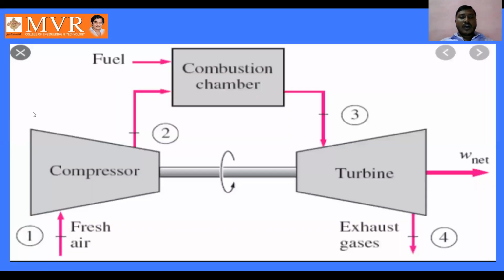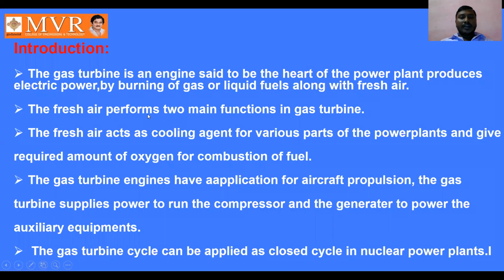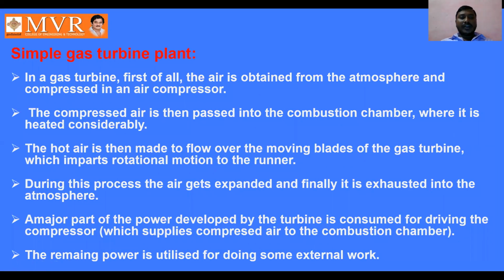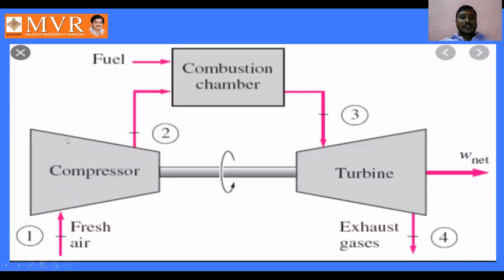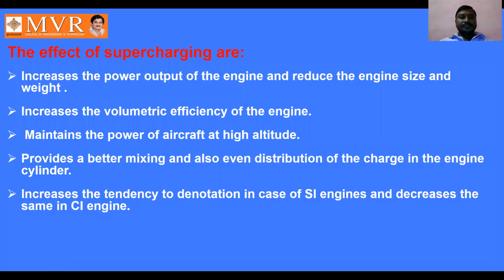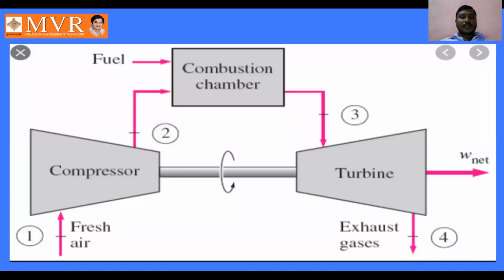See here, how it works and how it has been classified. These are the components which we are using in this gas turbine plant. The compressor is used for compressing the air which has been sent into the compressor as fresh air. The fresh air enters into the compressor, and after compression, this is the shaft connecting the compressor as well as the turbine.